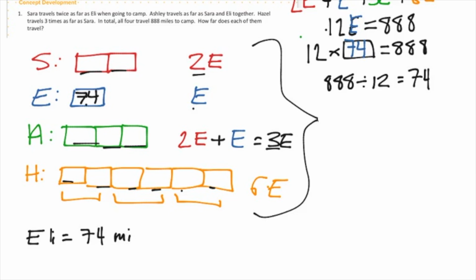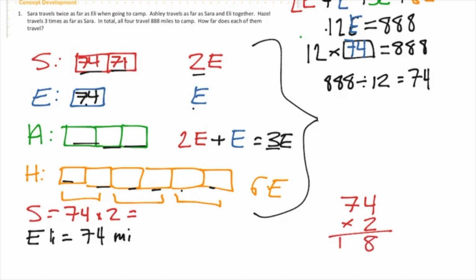The question wants to know how far everyone traveled. So let's look. Sarah traveled how much? Well, she had two of those, 74 and 74. So I'm going to say 74 times 2. And when I do 74 times 2, 4 times 2 is 8, 7 times 2, 148 miles.